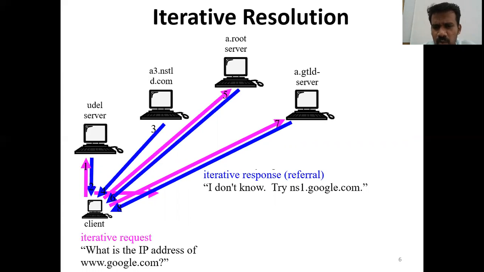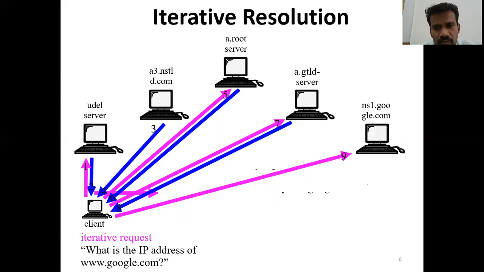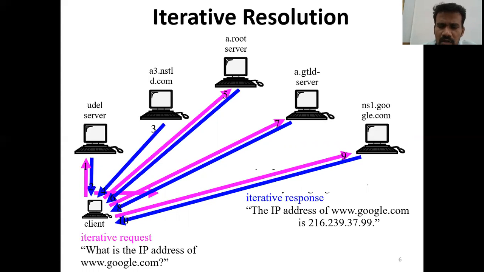It refers to ns1.google.com. So again, the client is sending a request for the IP address of google.com to the server ns1. So ns1 knows the IP address of google.com. It sends back 216.239.37.99. This is how the domain name system works. It converts the website address you are sending to an IP address through an iterative resolution.